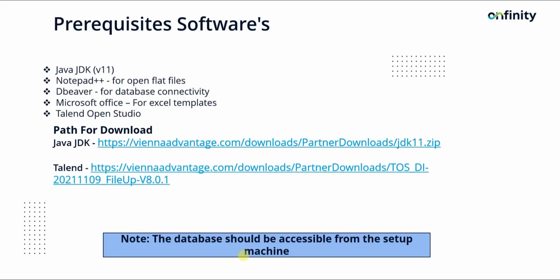Microsoft Office is also needed for working with Excel templates used in the data migration process. Finally, we need the Talend Studio setup itself. To download Java and Talend, you can use the provided link to get both applications. Therefore, it is important to set up Talend on a machine that has access to the target database.